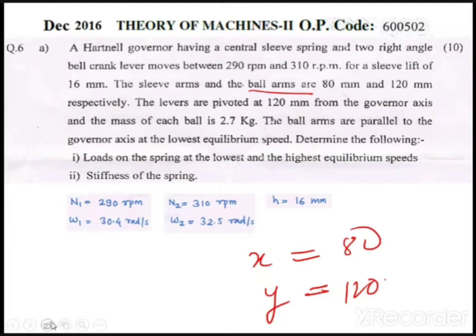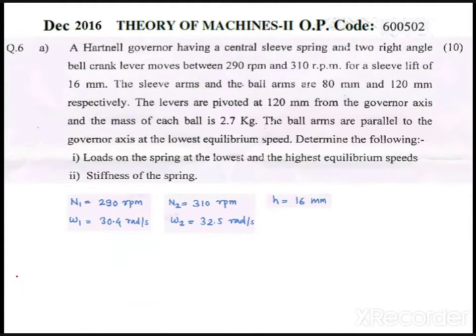See, if you focus clearly on the problem, you will understand the Hartnell governor. The Hartnell governor is not tough. When I was explaining the derivation, you felt it was very tough and you were not understanding. But when you solve the problem, it is very easy. So y is equal to 80 mm, x is equal to 120 mm, and the levers are pivoted at 120 mm from the governor axis.